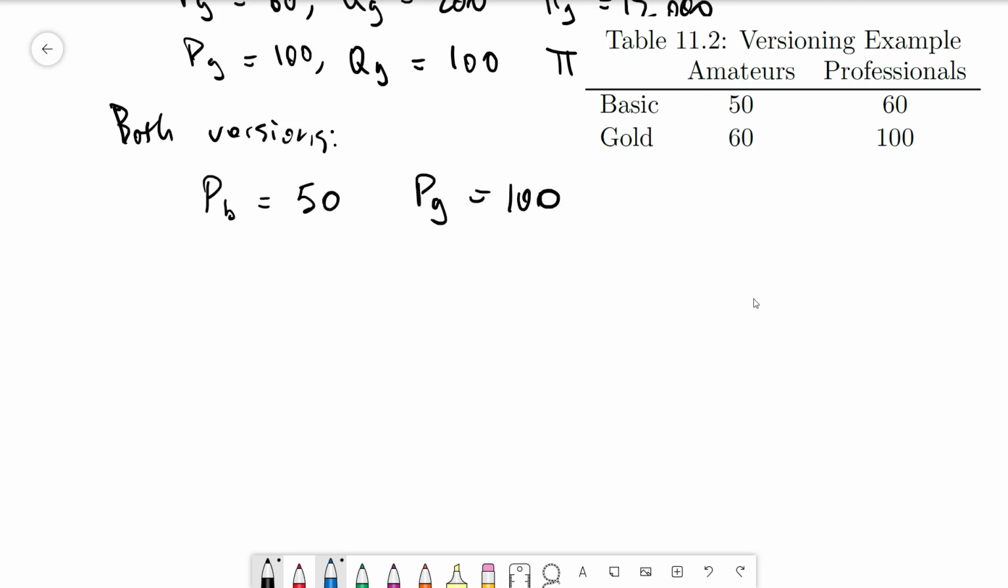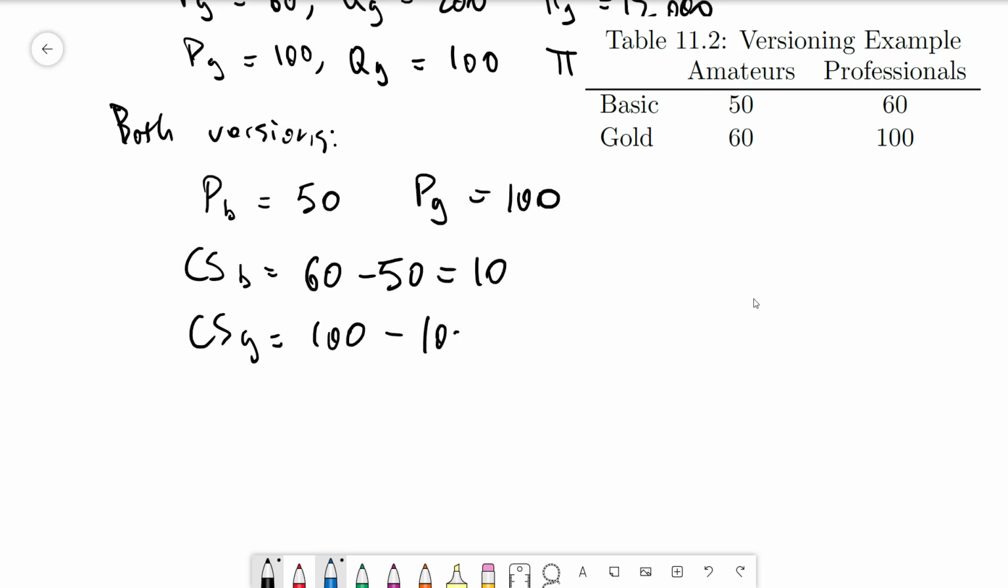Let's calculate the professionals' consumer surplus from the basic version. They're willing to pay 60. They would pay 50 if they bought it, for a surplus of 10. For the gold version, they're willing to pay 100, but the price is also 100, so their surplus is 0. This means that the professionals would actually end up buying the basic version because the gold version is just too expensive. We need to lower the price of the gold version just enough for the professionals to have an incentive to buy it. Since they're getting 10 surplus off of the basic version, we need to also give them 10 surplus on the gold version.